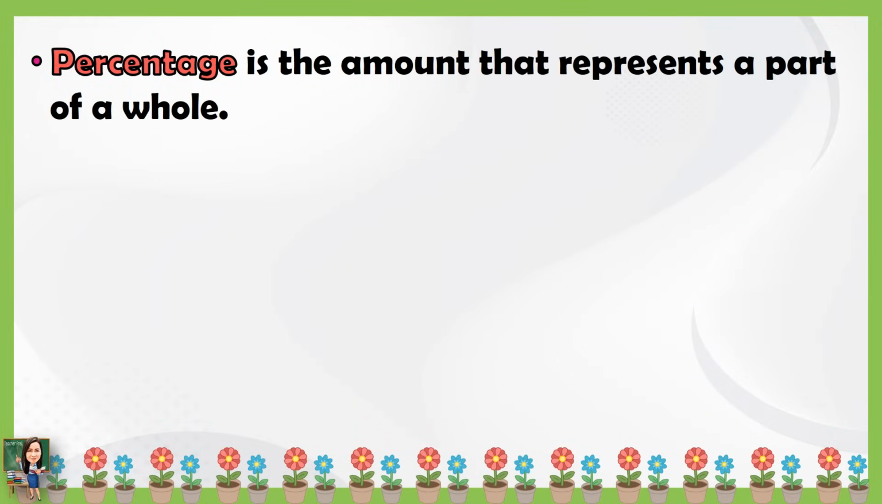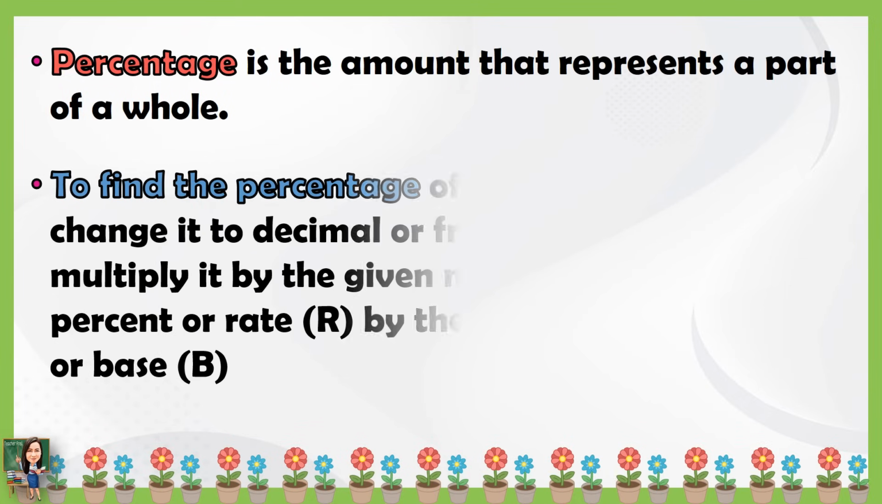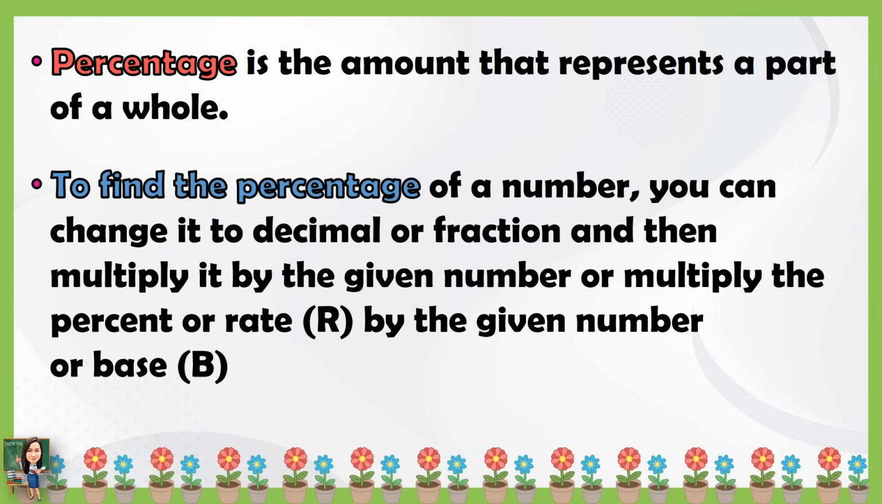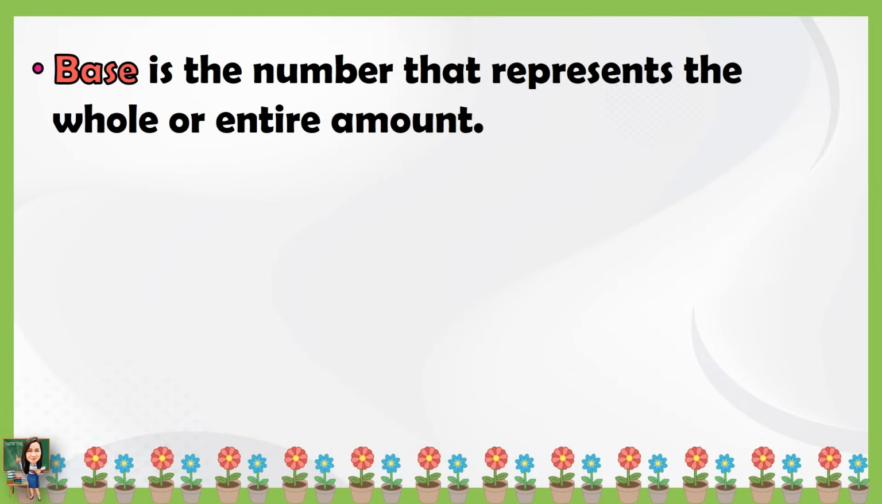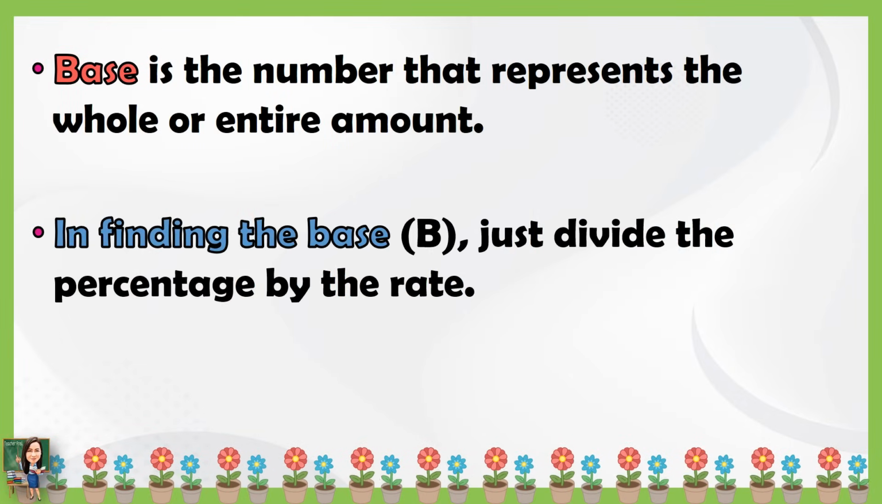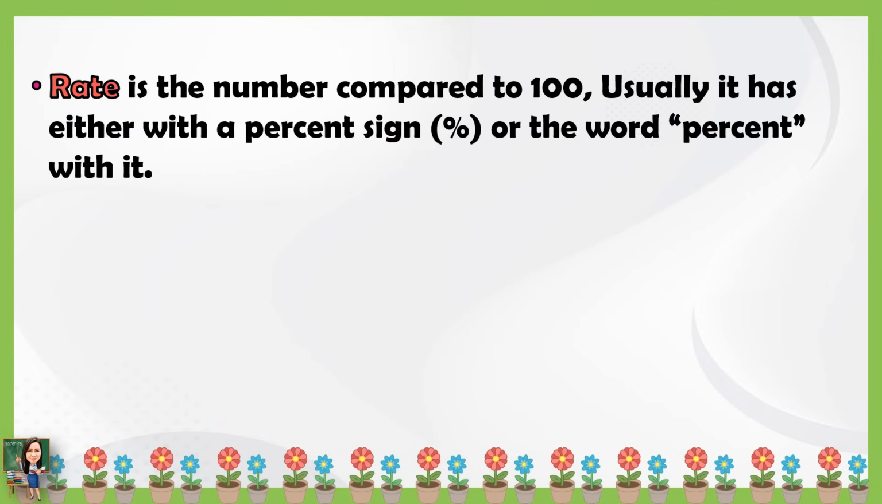Remember, percentage is the amount that represents a part of a whole. To find the percentage of a number, you can change the rate to decimal or fraction and then multiply it by the given number, or multiply the percent or rate by the given number or base. Base is the number that represents the whole or entire amount. In finding the base, or b, just divide the percentage by the rate. Rate is the number compared to 100. Usually it comes with a percent sign or the word percent.